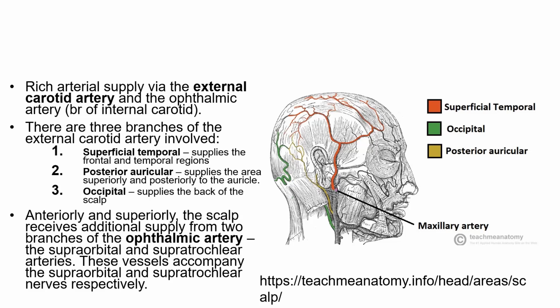Then we have the posterior auricular artery that supplies the area superiorly and posteriorly to the auricle, and the occipital artery which supplies the back of the scalp. You can see it here. The red one is the superficial temporal artery, the yellow one is the posterior auricular artery, and the green one is the occipital artery. These are all branches of the external carotid artery. Anteriorly and superiorly, the scalp receives additional supply from two branches of the ophthalmic artery, the supraorbital and the supratrochlear arteries. These accompany the supraorbital and supratrochlear nerves, respectively.